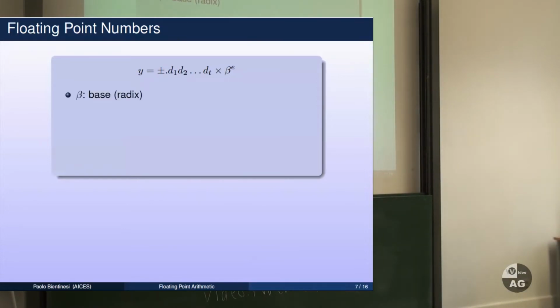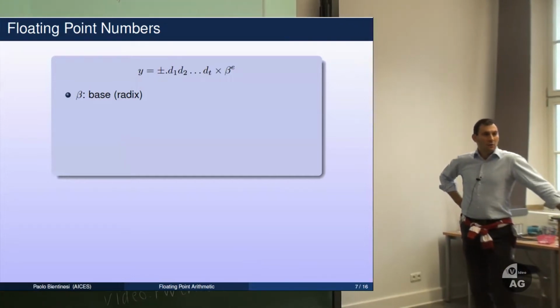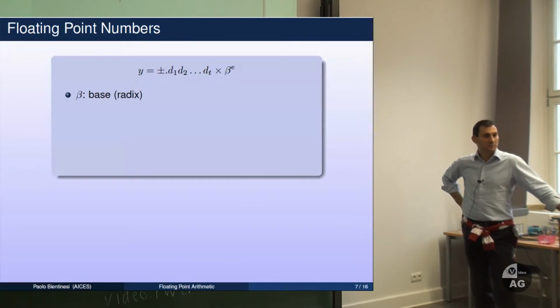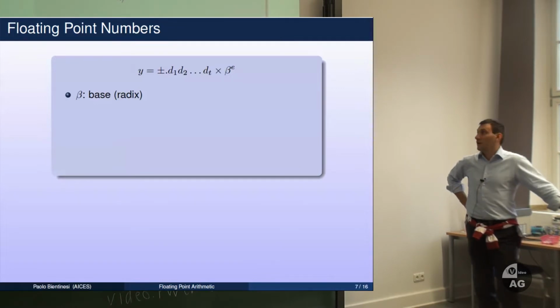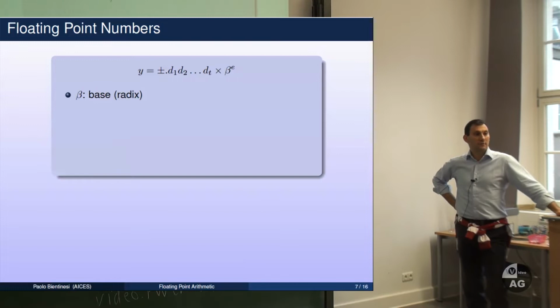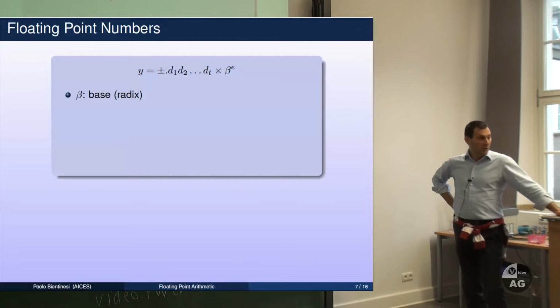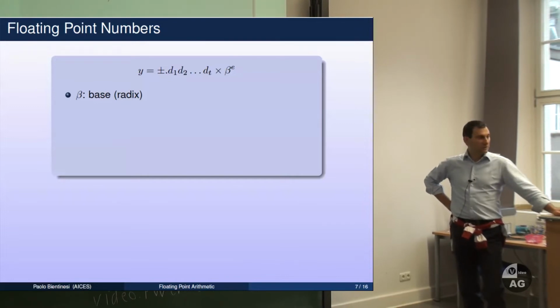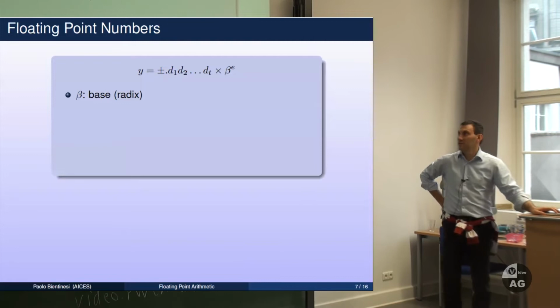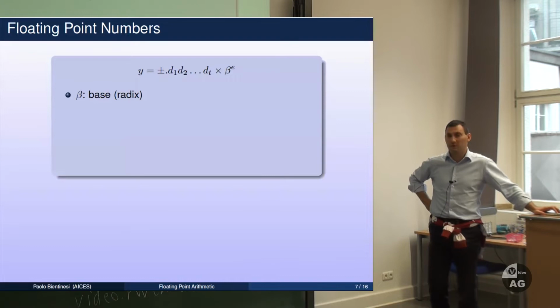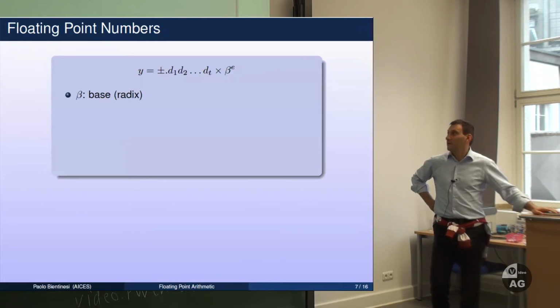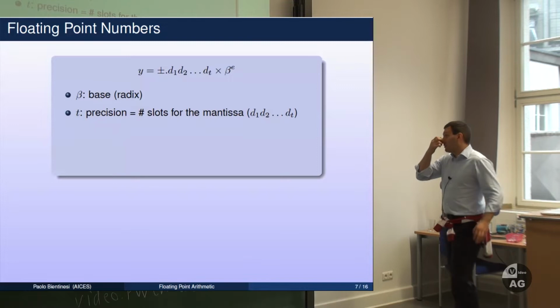Let's go one by one. B is a base, radix. Which base do you think is used in our computers? Yeah, 2. Any other take? 10. Who said 10? So, no, it's not 10, but there were computers in base 10, and I'll tell you about that in a little bit. 10 is a really good base for some reasons. I'll tell you later. Okay, t is called the precision.